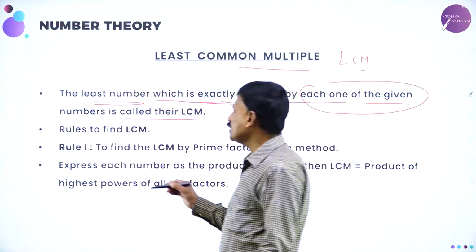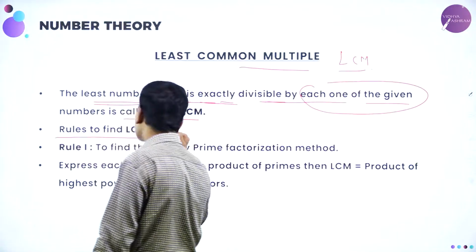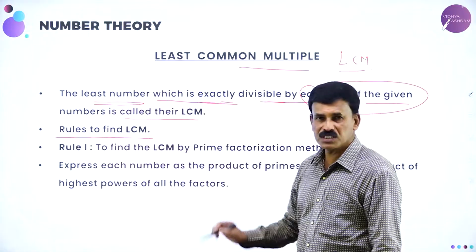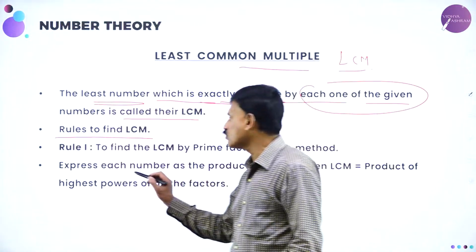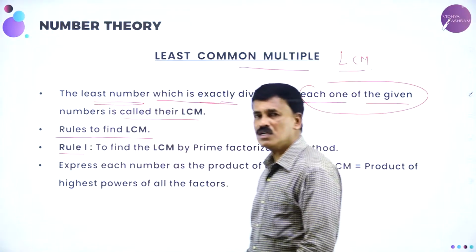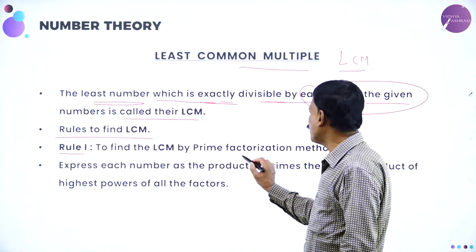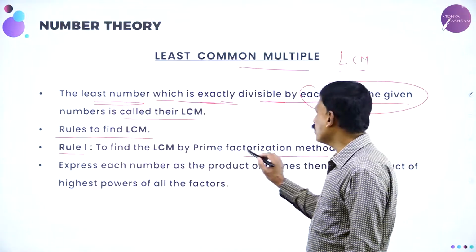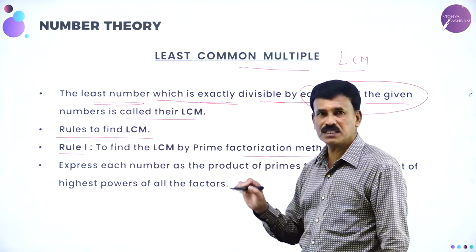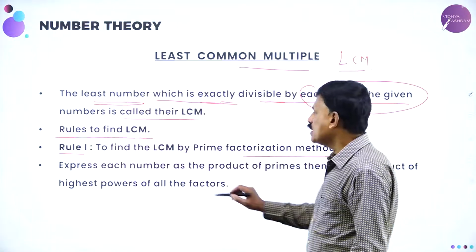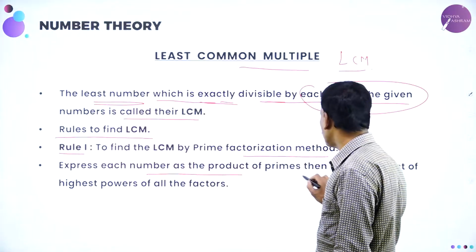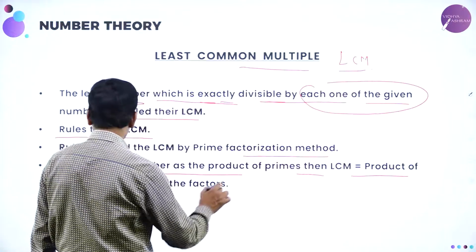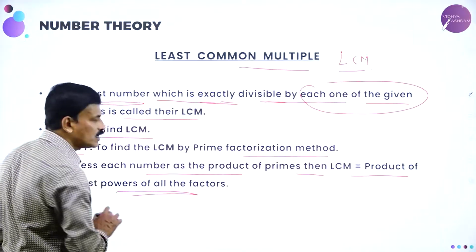Now how to find the least common multiple? There are certain rules to find the LCM of given numbers. There are so many rules. Let me explain rule number one: finding the LCM by the prime factorization method. Express each number as the product of primes, then the LCM of those numbers is given by the product of the highest powers of all the factors.